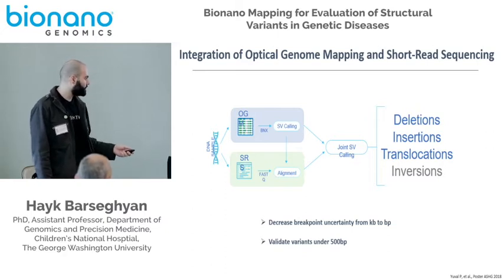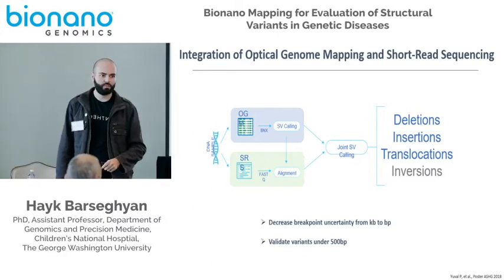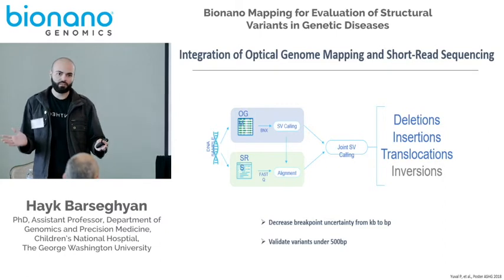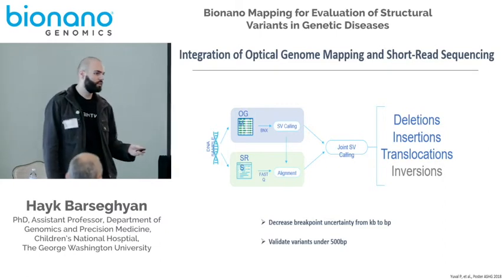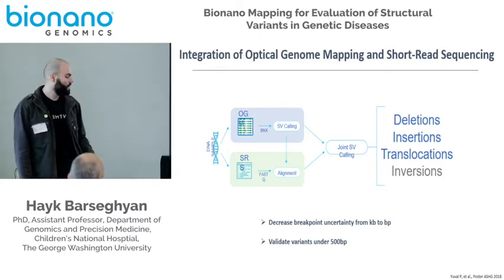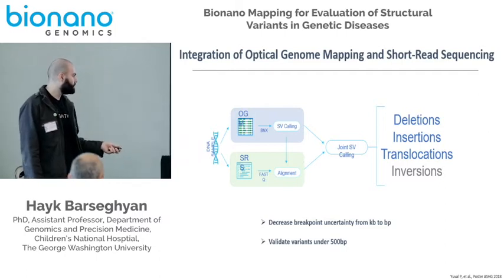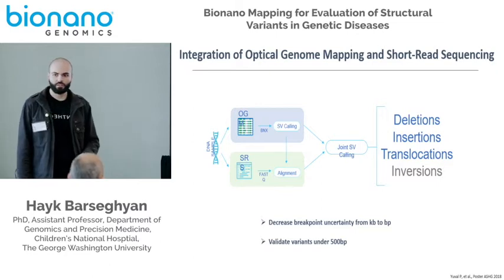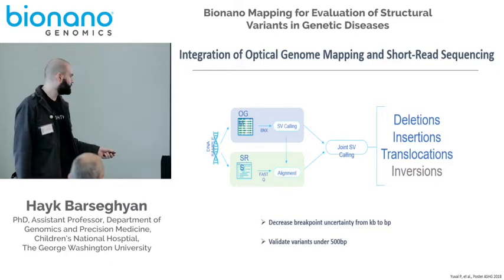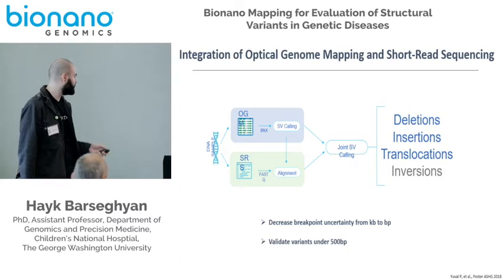And then the second is to validate some variants that are lower than 500 base pairs. If you look at the structural variants that Bionano identifies, routinely you'll find variants that are below 500 base pairs. So to us, it was important to understand, if we have the short read sequencing data, can we leverage it to validate some of these smaller structural variants and increase the sensitivity.